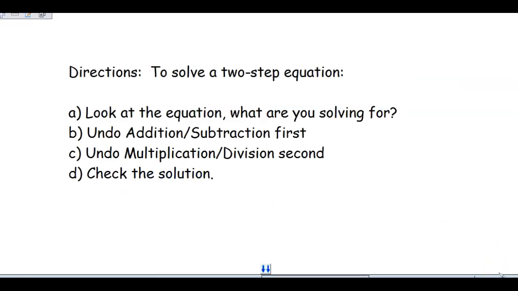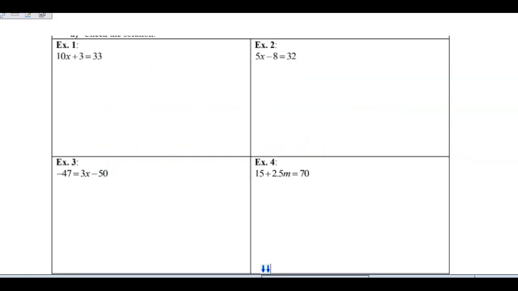So the first thing I'm going to do is look at the equation. What are you solving for? We would undo the addition and subtraction first. Multiplication and division would be second. And then the final step would be to check our solution to make sure we got the correct answer. So we have some examples here. There are 4 here. We're going to go through each one, and I'm going to talk about them as we go.